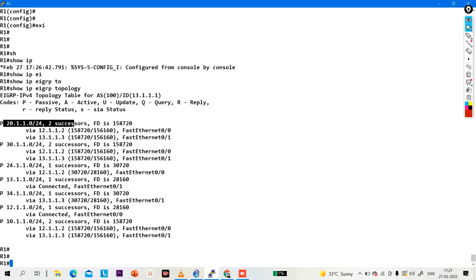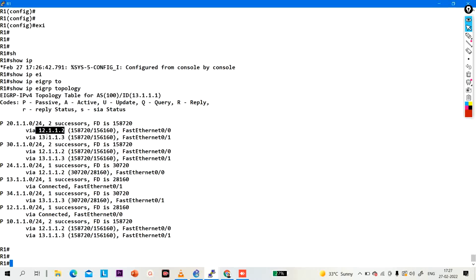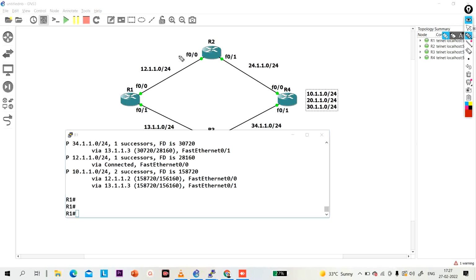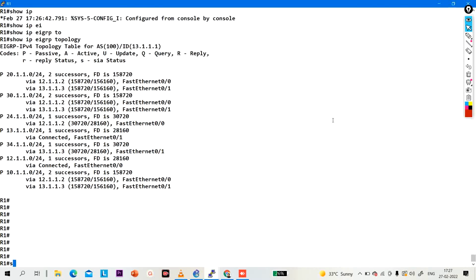For the 20 network there are 2 successors, right? First path is via 12.2 and second path is via 13.3. So this path is 12.2 and this path is 13.3. Okay, so guys, you can see now the metric is the same. This is FD, feasible distance, from both sides. This router is calculating the same FD, and the same RD as well. So that's the reason why this router is performing load balancing.